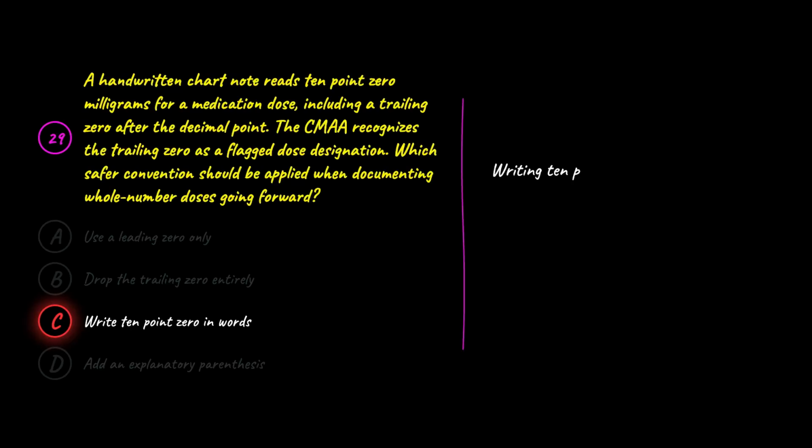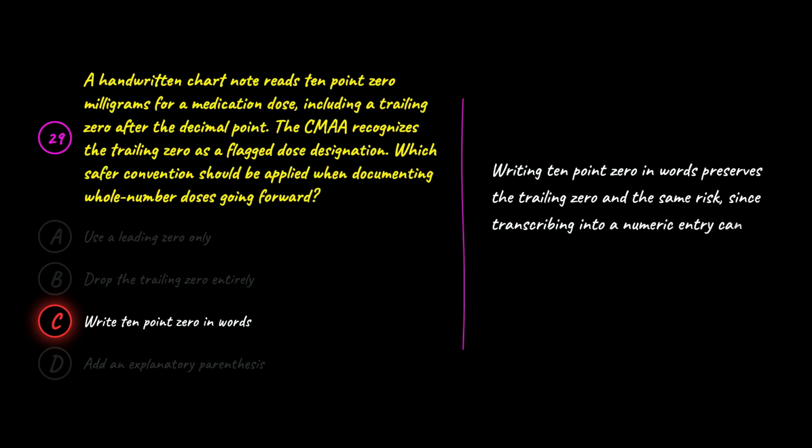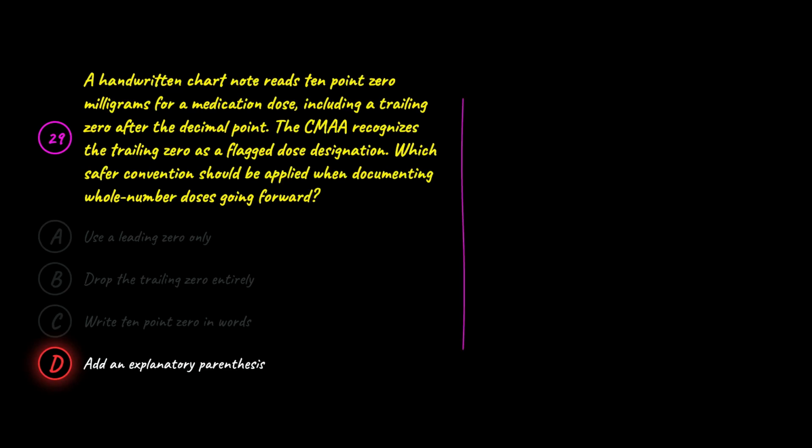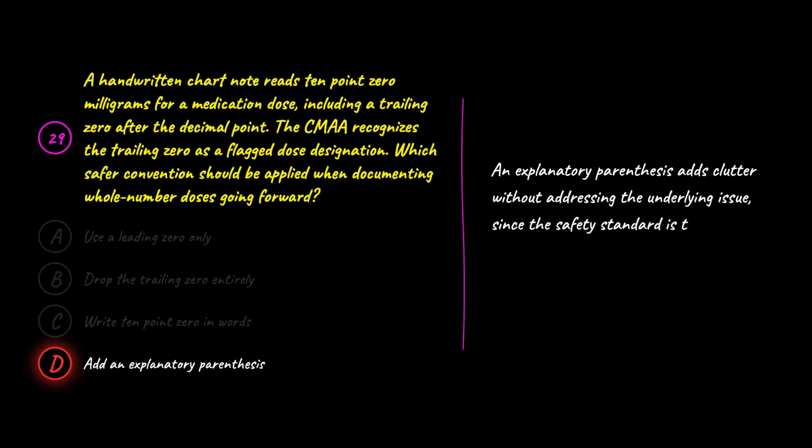C is wrong because writing 10.0 in words preserves the trailing zero and the same risk, since transcribing into a numeric entry can reintroduce the decimal misread that the rule aims to prevent. D is wrong because an explanatory parenthesis adds clutter without addressing the underlying issue, since the safety standard is to omit the trailing zero entirely whenever a whole number is being recorded for the dose. Why does a tiny zero after a decimal point matter so much in medication documentation? Because it can silently turn a safe dose into a dangerous overdose.